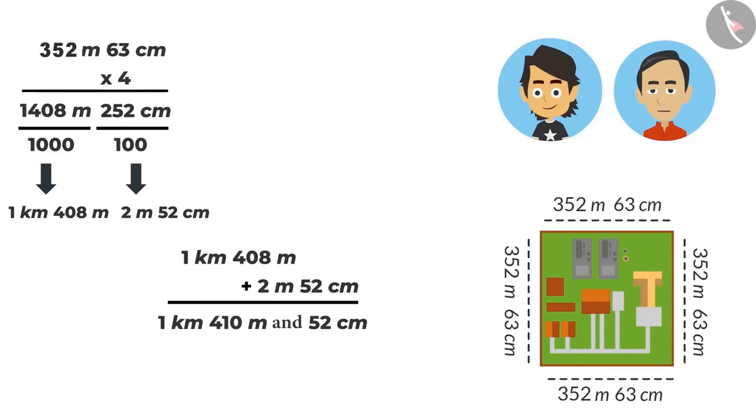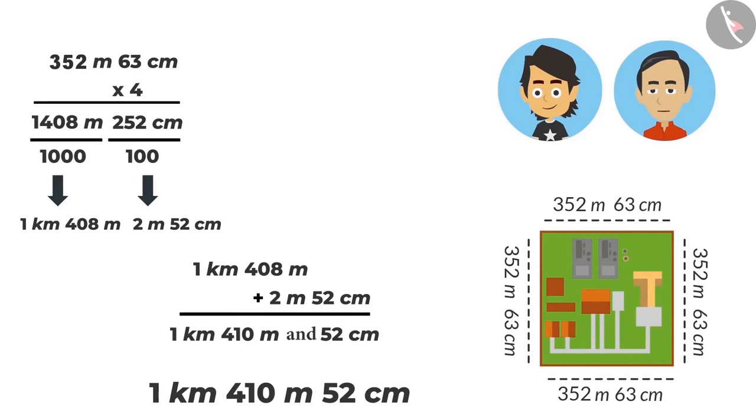There's just a little change. Why have you written 'and' in it? It's not needed. Just remove it. But on removing it, 3 units will be used in telling the same length, right? So what? 3 or more units can also be used to write down and mention the length. This would be the correct way of writing it. 1 kilometer, 410 meters, 52 centimeters, which means 1 kilometer and 410 meters and 52 centimeters.